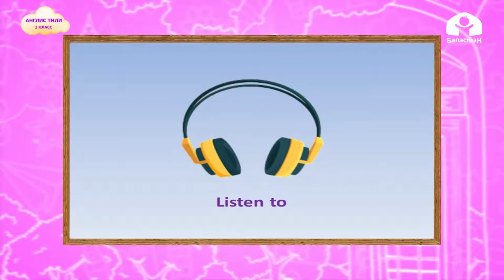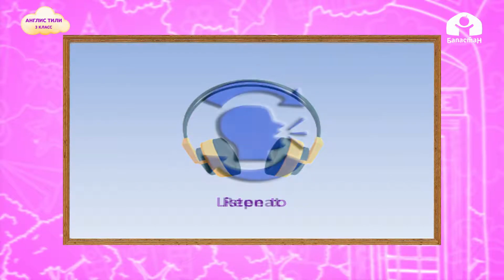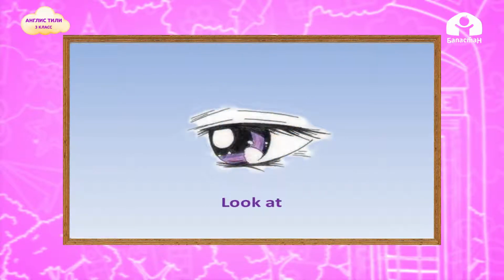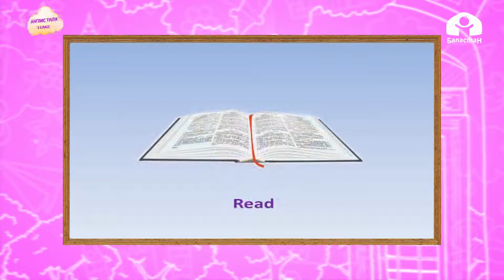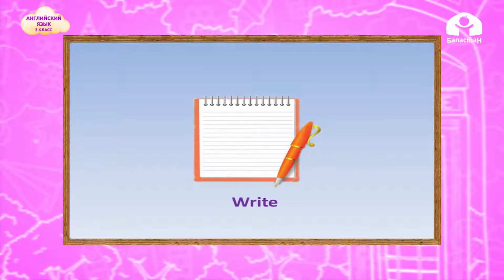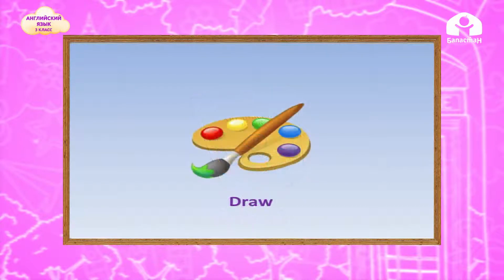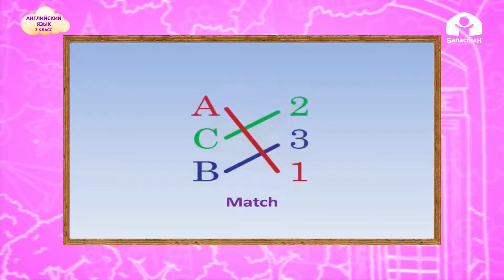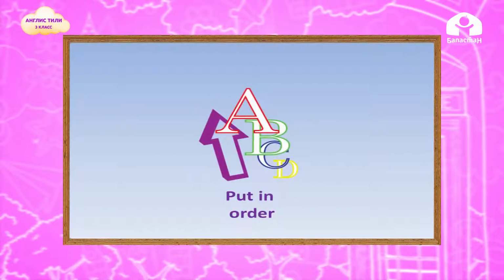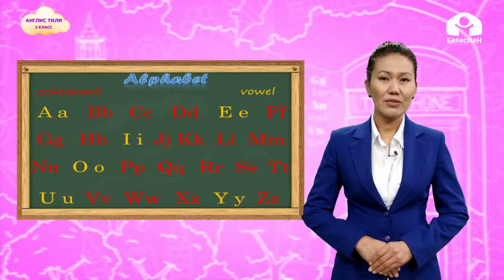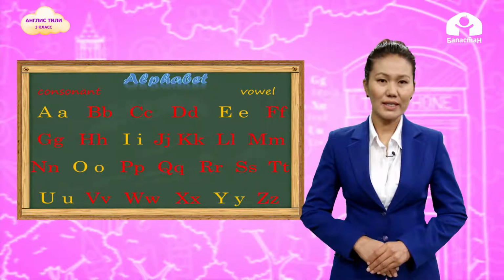Listen, listen. Repeat, repeat. Look at, look at. Read, read. Write, write. Open, open. Draw, draw. Match, match. Put in order, put in order. Spell, spell. Let's remember the consonant and vowel letters.